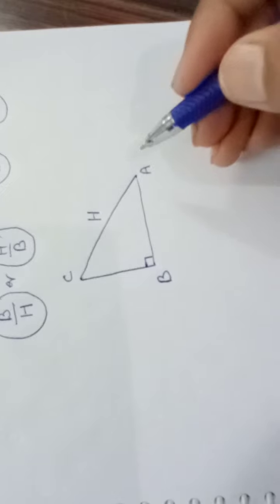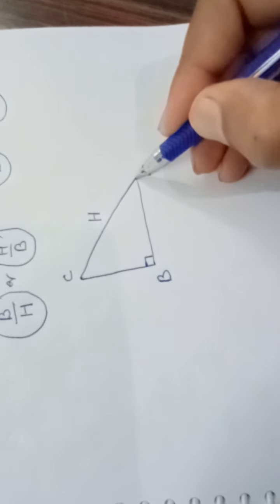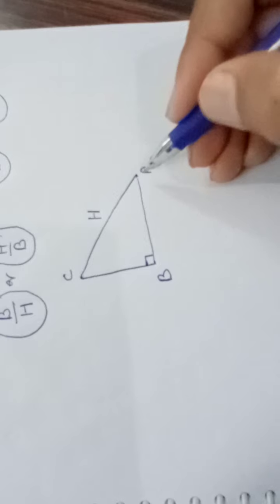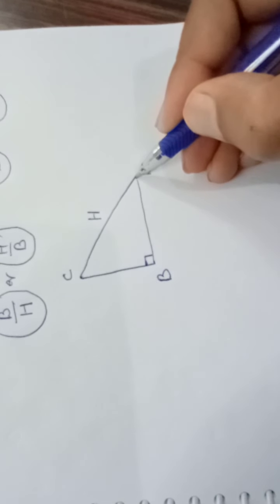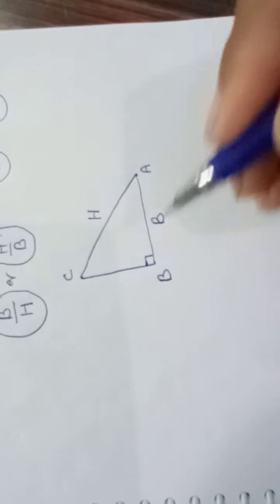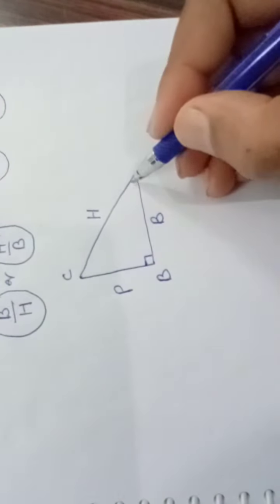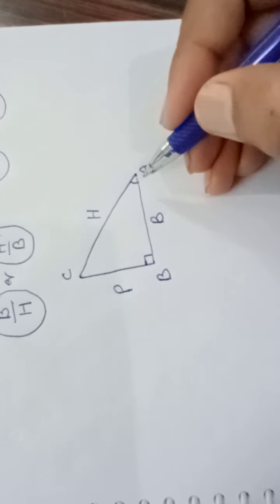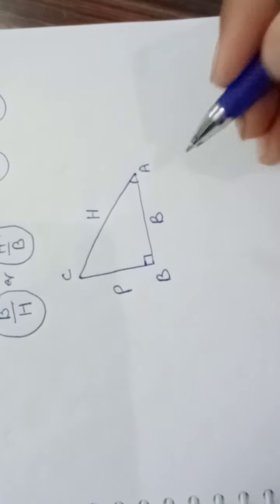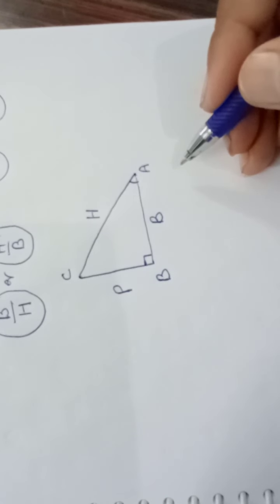Now I am considering only this angle, and I am standing here at A. Then this side will be base B, and this side will be perpendicular P. I am looking from here. Then, as you have seen, we can create 6 ratios: P by H and H by P, B by H and H by B, P by B and B by P. Only 6 ratios are possible.